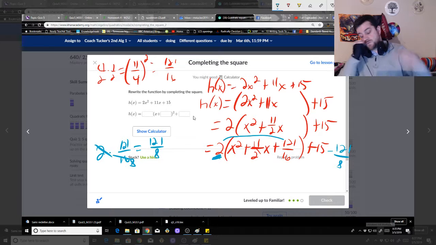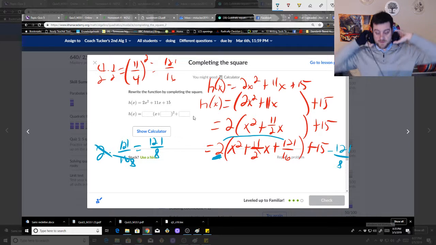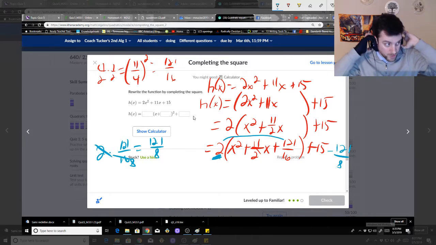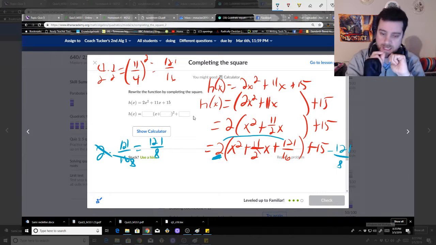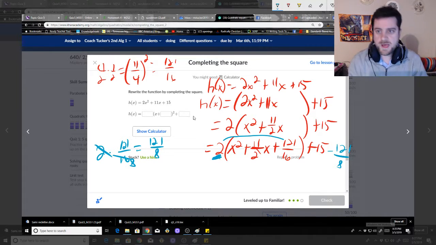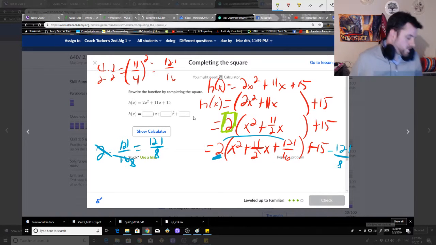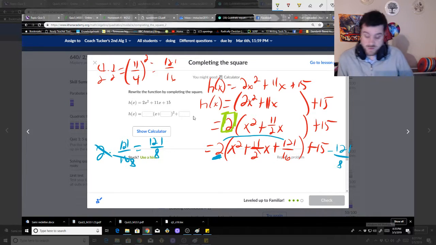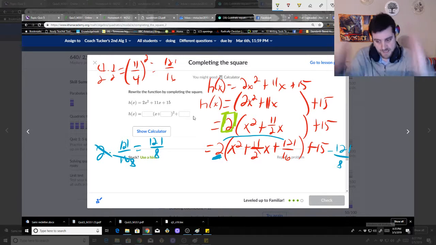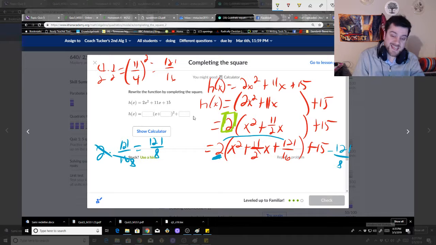So, moral of the story here: make sure you pay attention there. Anytime you have to pull a number out, anytime you have to do this thing here, get ready. Completing the square just gets that much nastier. You may have to do it, and you just may have to get over it. But it is what it is. This is how you do it.